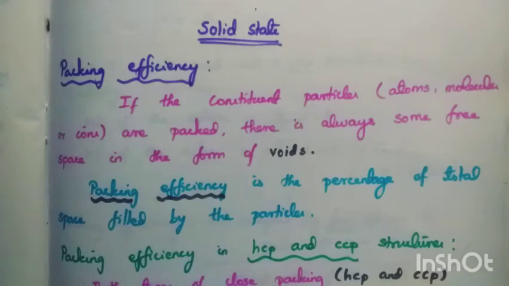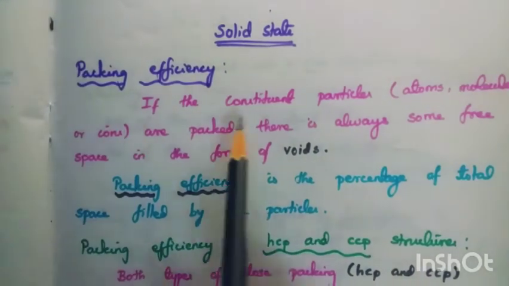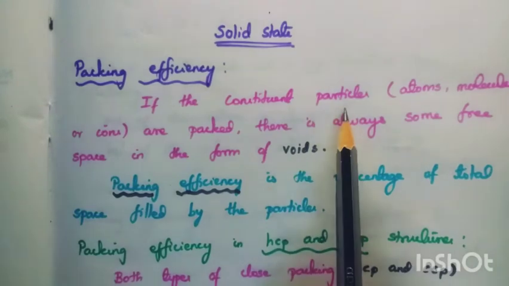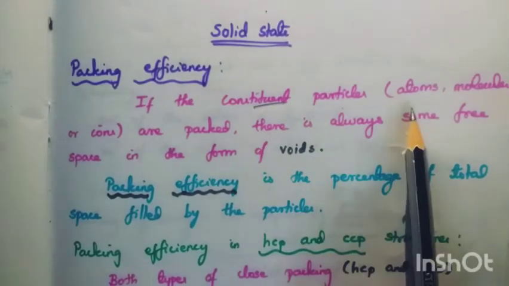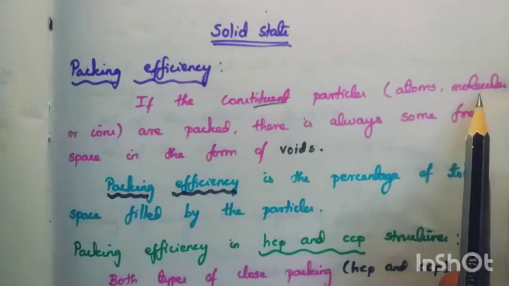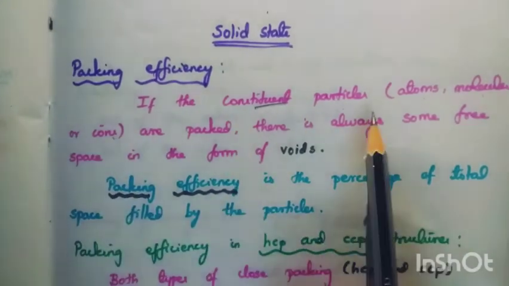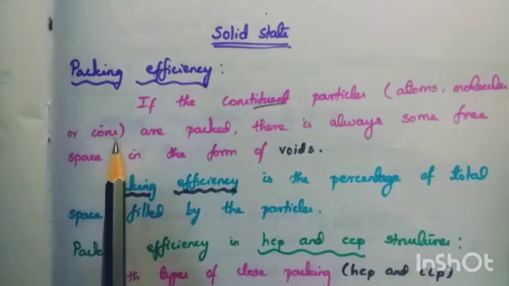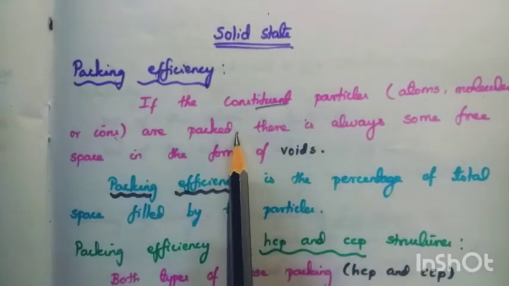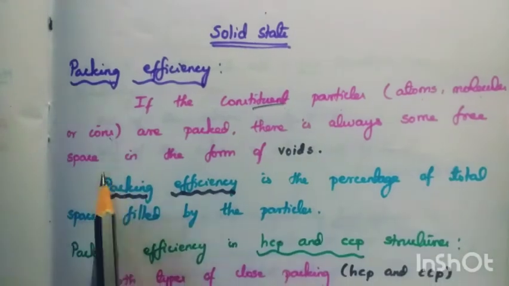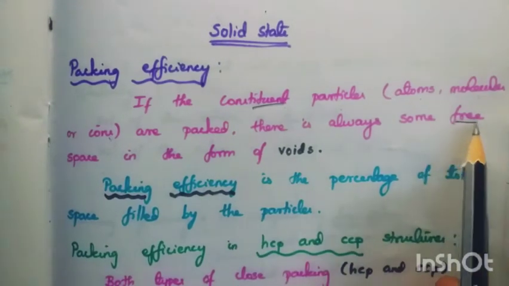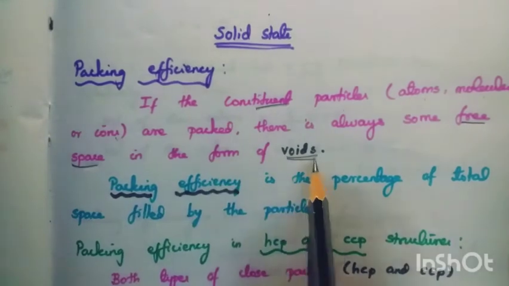So in that structure, how much space is occupied by the spheres? Here we are considering the spheres as atoms, ions, molecules, like that. If the constituent particles, we already discussed what is constituent, it may be atoms, molecules, or ions, are packed, there is always some free space in the form of voids. That free space is called voids.